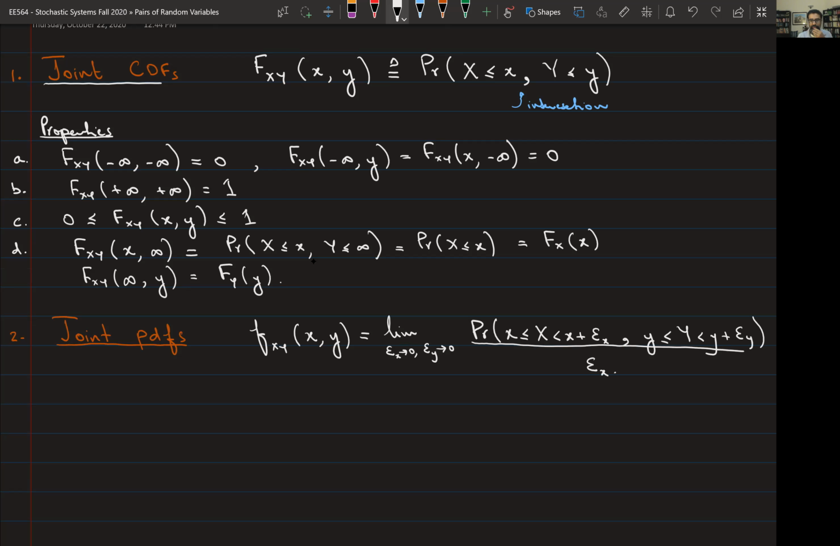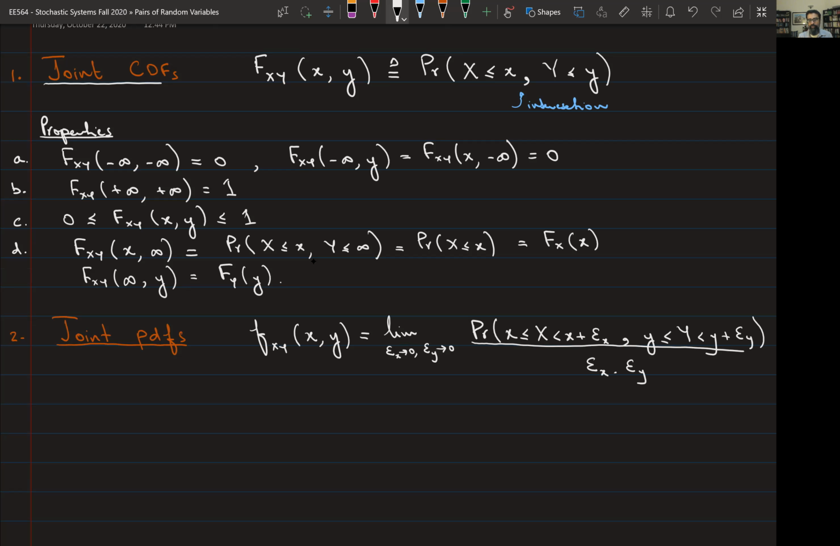So do you see a connection here with the normal PDF that we defined earlier, right? So this is just an extension of the PDF that we defined for a single random variable. Okay.